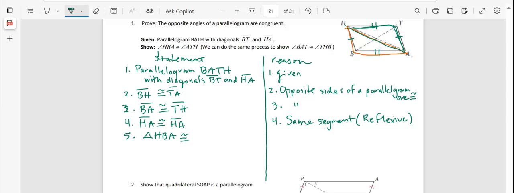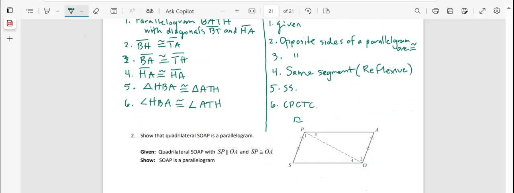And then if we go HBA, we're going to go ATH. And that's by side, side, side. And then finally, we can say that angle HBA is congruent to angle ATH by our favorite thing, CPCTC. Nice job. All right, let's look at this second one.